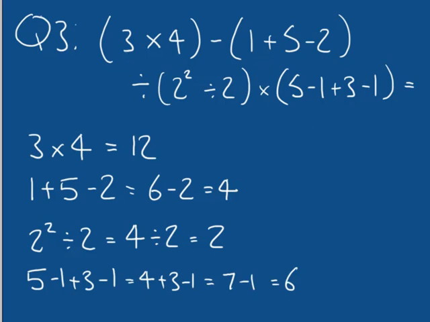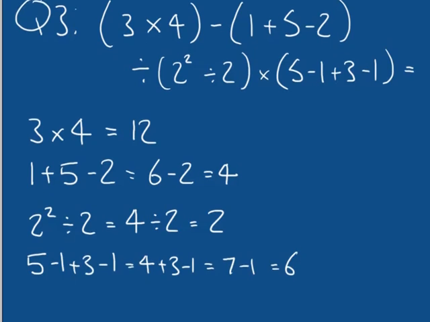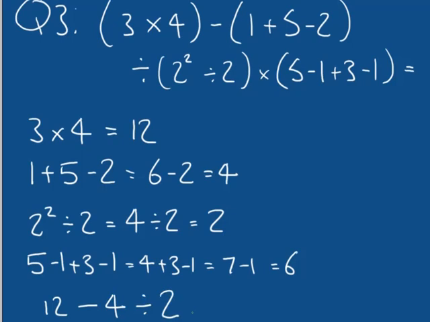So we started out with the answer for 3 times 4, and I'm going to have to scroll down and try and fit this in. So 12. So our answer for 3 times 4 is 12. We subtract from that the next parenthesis, 1 plus 5 minus 2, which is a value of 4, so 12 minus 4. We then divide by the value of our next parentheses. 2 squared divided by 2 is 2, so divided by 2. And finally multiply by the value of our last parentheses, 6.